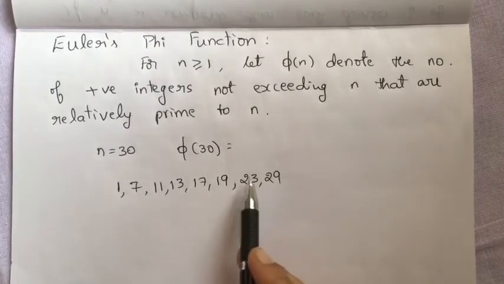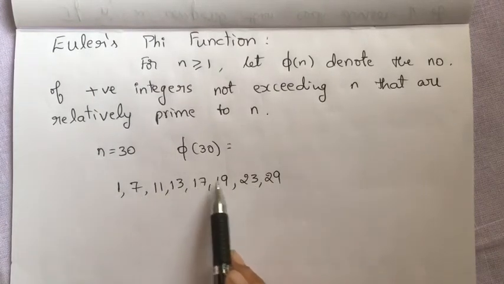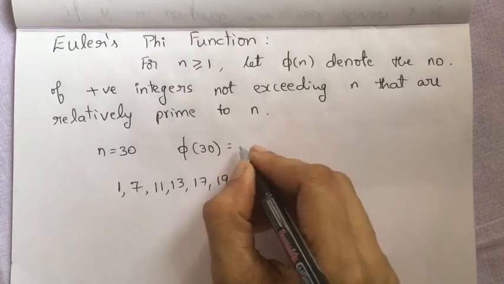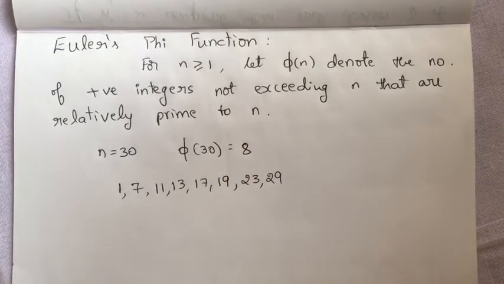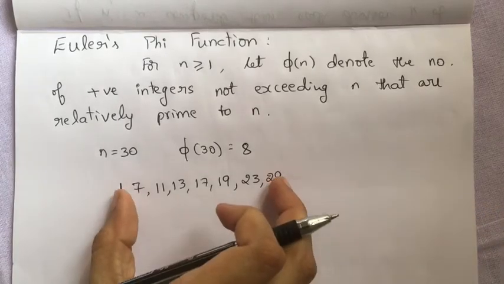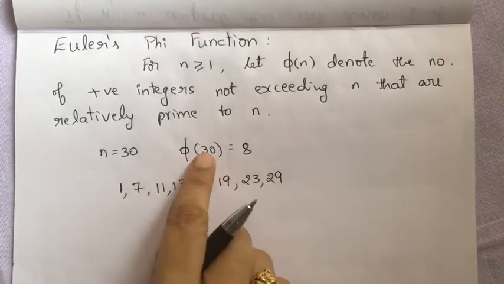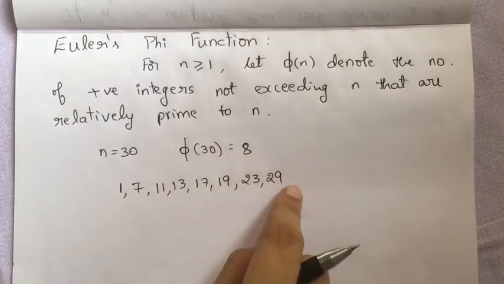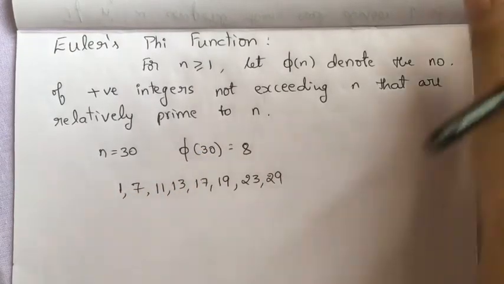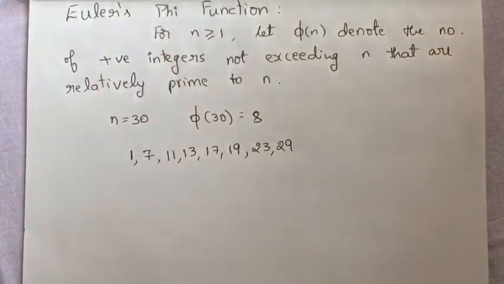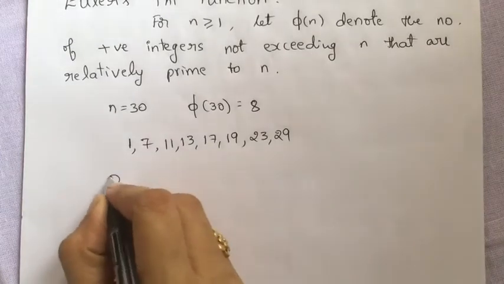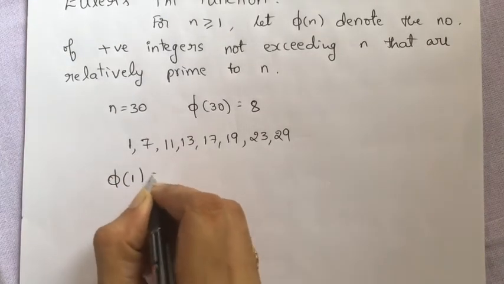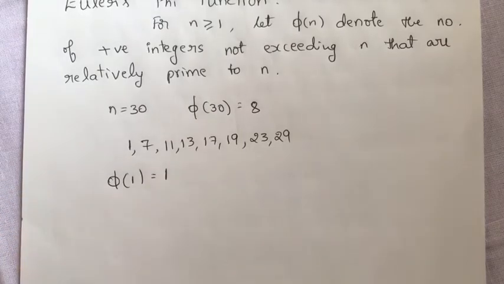So how many such numbers are possible? 1, 2, 3, 4, 5, 6, 7, 8. So phi of 30 is 8. First thing is you have to list out all the numbers less than n which are relatively prime to n, count them and write it. Okay, so this is phi of n. You can notice that if n is 1, phi of 1 is 1, because GCD of 1 and 1 is 1, they are relatively prime.